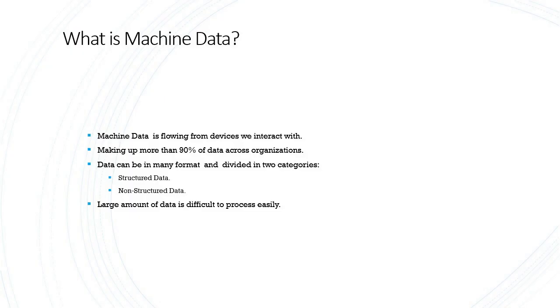What is machine data? Machine data is flowing from devices we interact with. It makes up more than 90% of data across organizations. Data can be in many formats, mainly categorized into structured data and unstructured data. There is a huge amount of data processed every day.